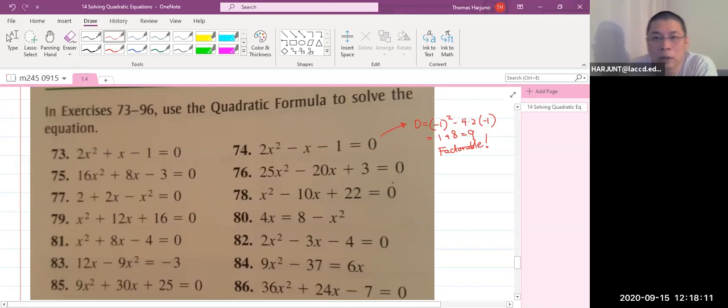Now, how about number 76? Then you use factoring method for number 72. Use factoring method. Number 76, the discriminant is b squared minus 4ac. This is 400 minus 300. That's 100. That's a square number. That's factorable. Then use factoring.